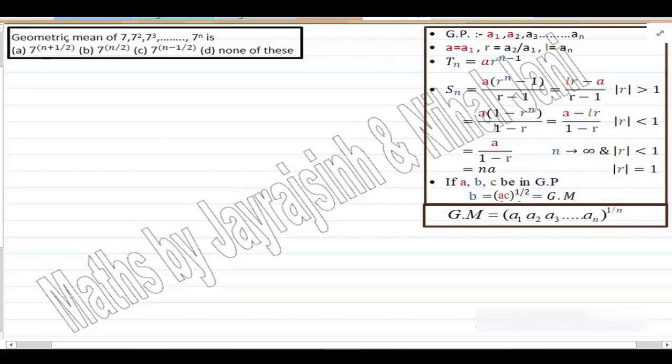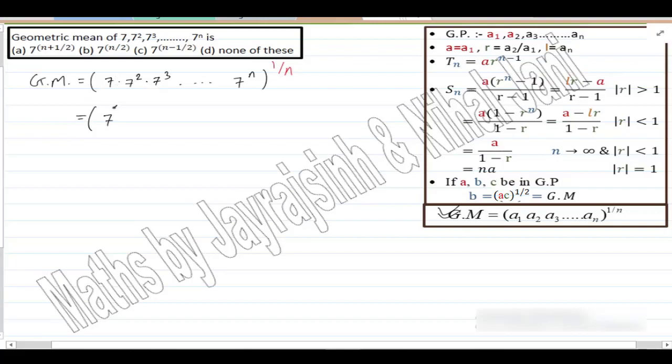In this question we have to find the geometrical mean of 7, 7 square, 7 cube up to 7 raised to n. Actually we have n terms and we have to find the geometrical mean of n terms, and the formula is (a1 into a2 into a3 up to an) whole raised to 1 by n. So let's use this formula and quickly get the answer. Our geometrical mean will be (7 into 7 square into 7 cube up to dot dot dot 7 raised to n) whole raised to 1 by n. Okay, let's simplify.